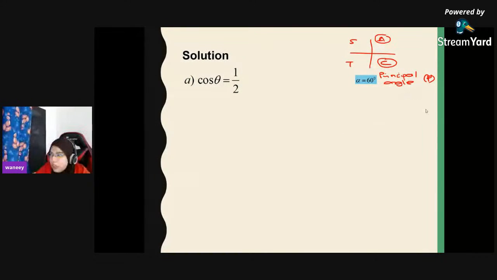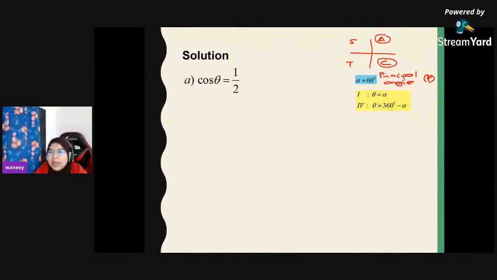So remember the formula I gave you earlier, the one with the quadrants. If we have the first quadrant, then theta is automatically equal to alpha. If we have the fourth quadrant, then theta is equal to 360 minus alpha. So the first answer will be 60 degrees, because theta is equal to alpha.